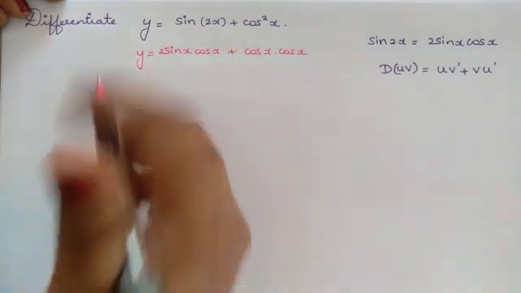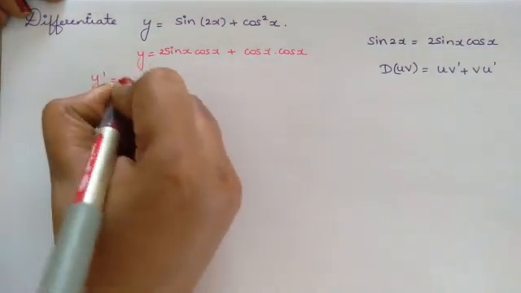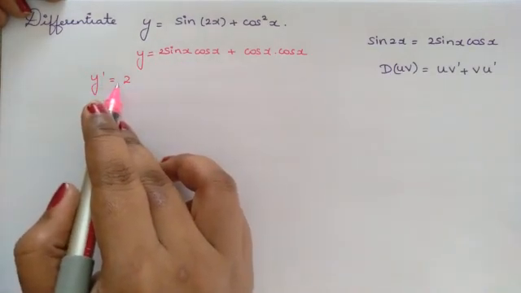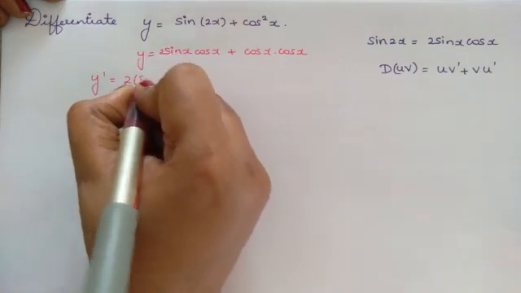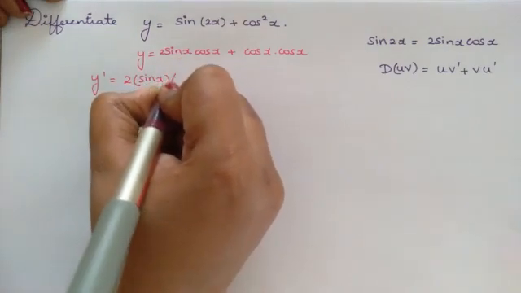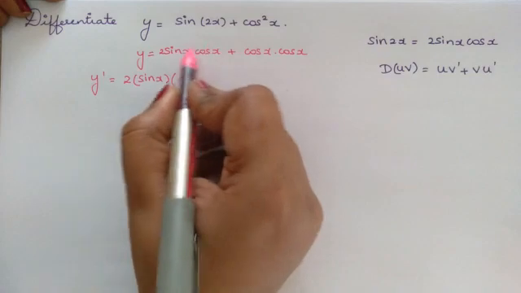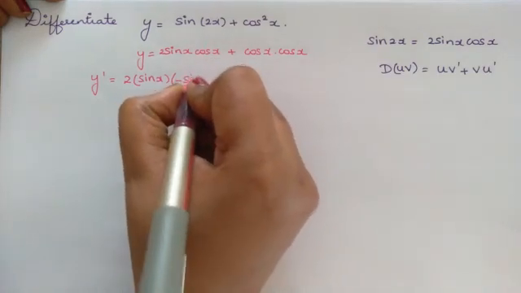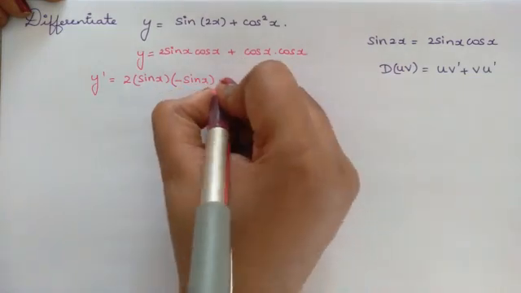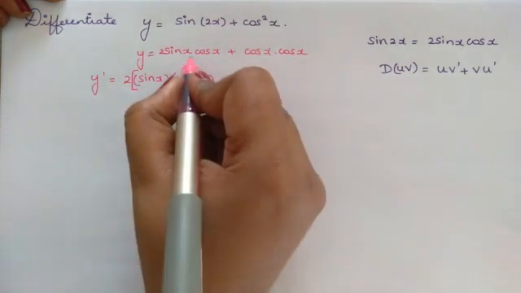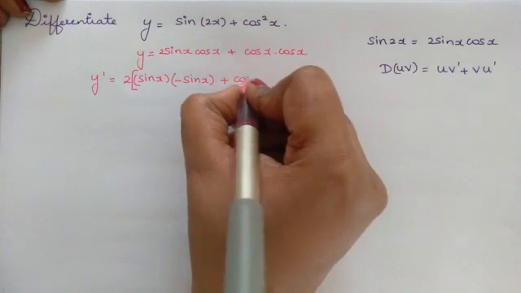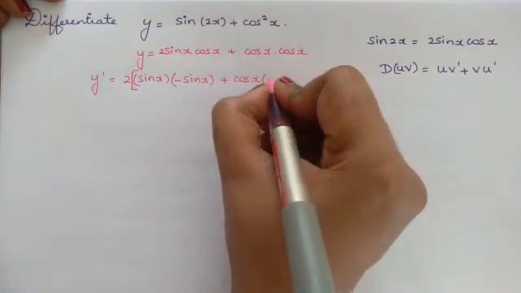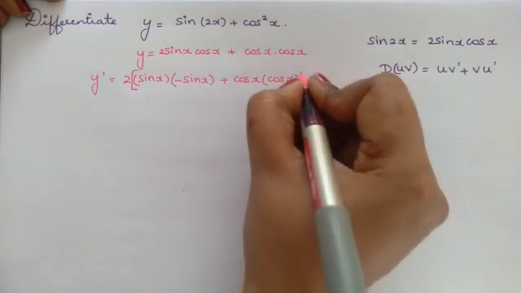So y dash will be, let's have 2 as it is, that is the constant coefficient. Have the first term sin x as it is, differentiate the second term cos x. So cos x, if you differentiate, that is minus sin x. Then have cos x as it is, that is the second term as it is now, differentiate the first term sin x, and that's nothing but cos x.